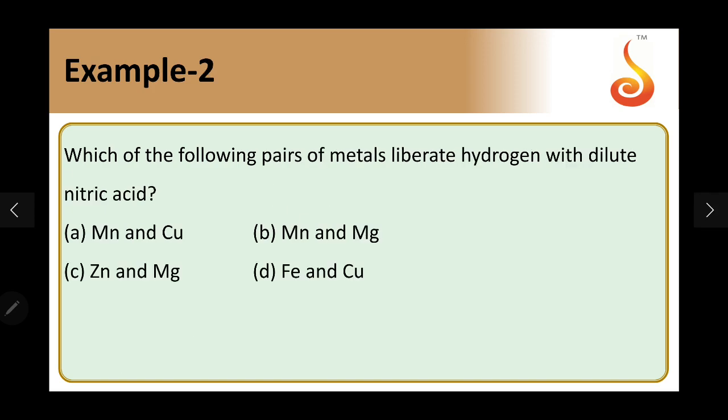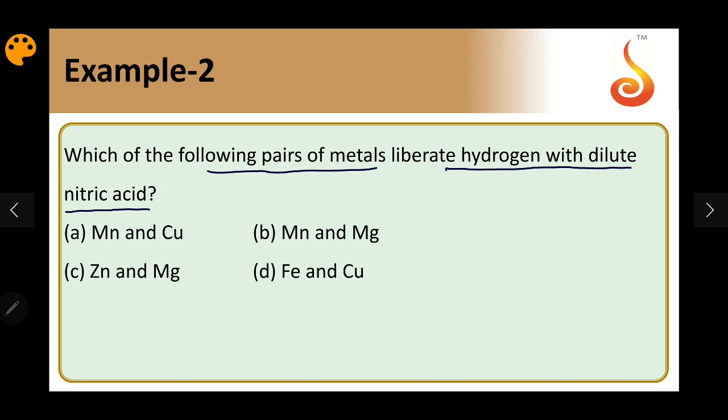Example 2. Which of the following pairs of metals liberate hydrogen from dilute nitric acid? So metals react with nitric acid at different concentrations of nitric acid in different ways. The metals react with concentrated nitric acid giving NO2 as a gas byproduct along with the nitrate, and metals also react with dilute nitric acid giving N2O or NO as a byproduct.